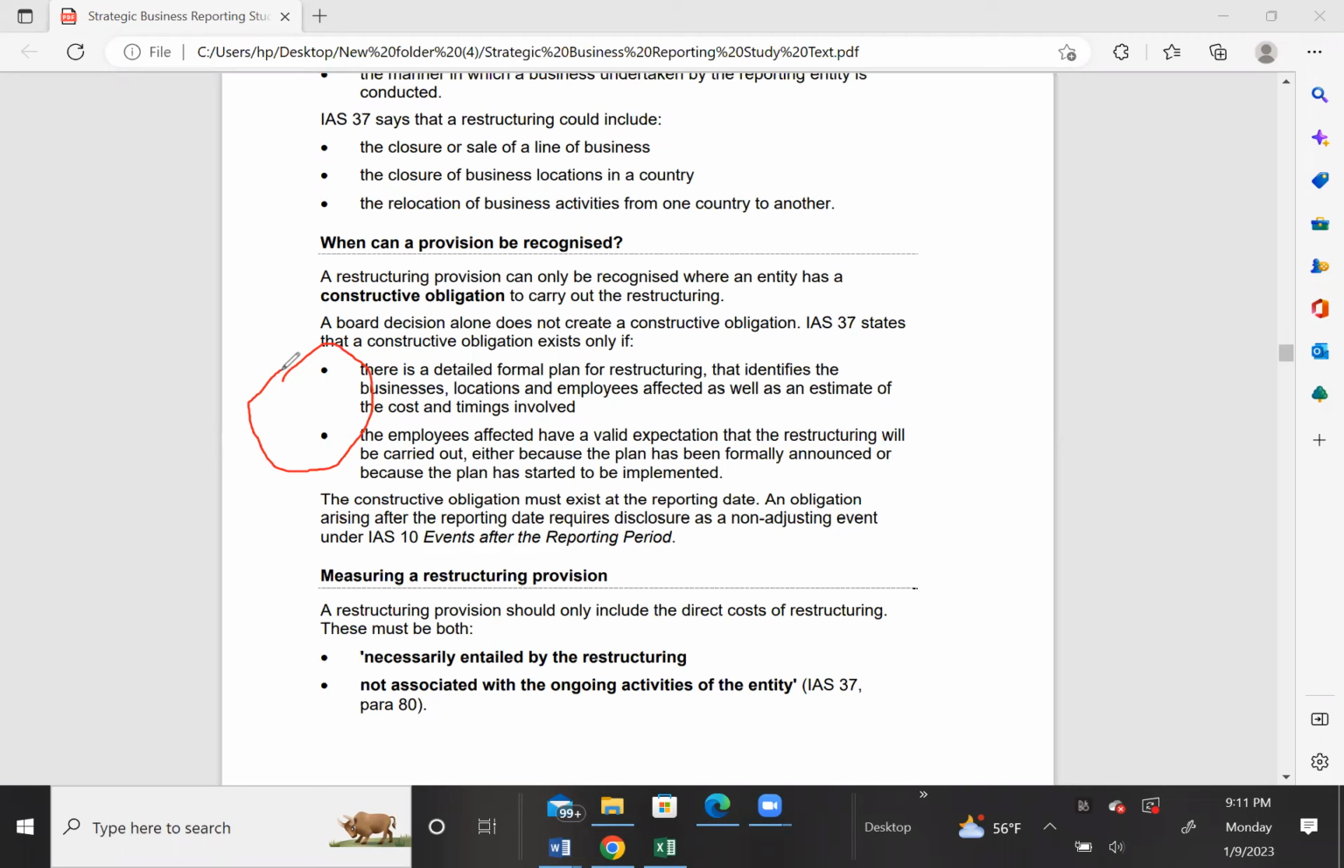A detailed formal plan should be there before the year end, and either the plan has been communicated or it has been started to be implemented. Then we will recognize the provision for restructuring. Otherwise, provision for restructuring will not be made.